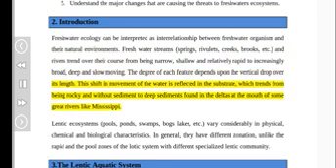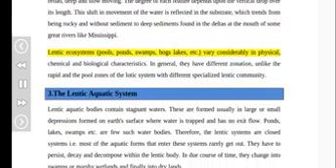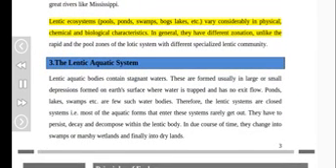This shift in movement of the water is reflected in the substrate, which trends from being rocky and without sediment to deep sediments found in the deltas at the mouth of some great rivers like the Mississippi. Lentic ecosystems, pools, ponds, swamps, bogs, lakes, etc. vary considerably in physical, chemical and biological characteristics. In general, they have different zonation, unlike the rapid and the pool zones of the lotic system, with different specialized lentic communities.